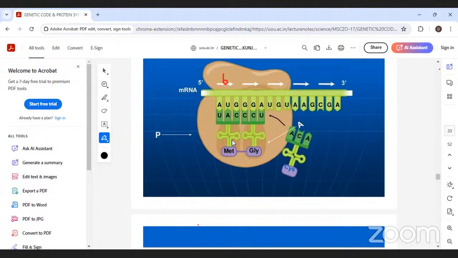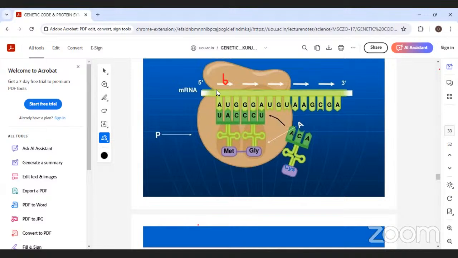to the A site. The next part in the elongation process is the formation of the peptide bond. The amino acid of the first transfer RNA is now linked by its free amino group to the free carboxylic group of the peptidyl tRNA at the P site. See, this is the P site. This one is the P site and the A site. This one is the A site, in the presence of the enzyme peptidyl transferase.